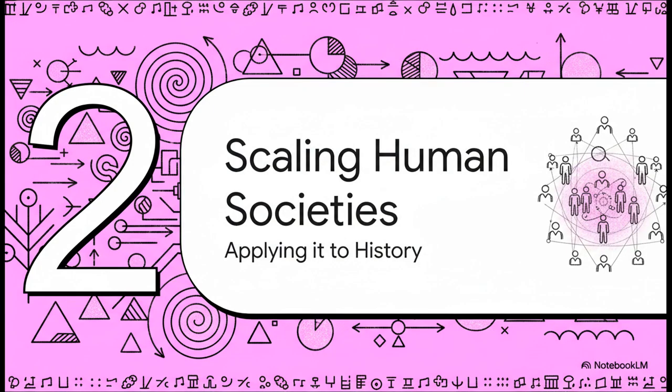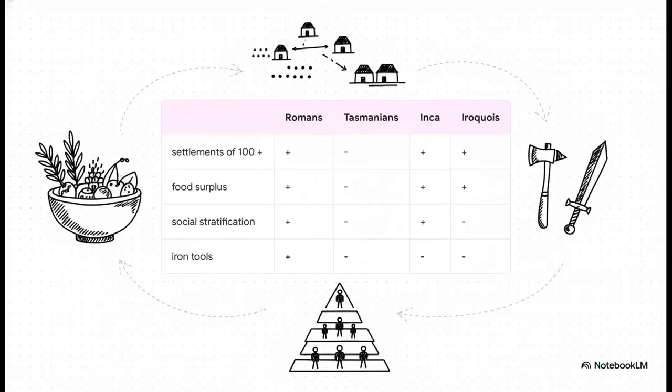Okay, so here's the million-dollar question. Can this tool, this Guttman scale that works so perfectly for something logical like math, can it possibly reveal a similar hidden pattern in the huge, messy, sprawling story of human history? All right, let's go back to our messy table of societies.